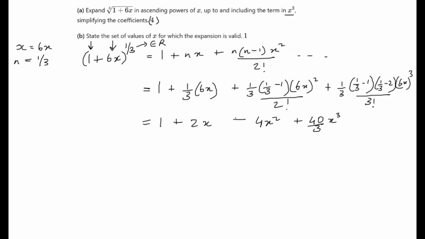So we've done what the question has asked us, which is expand up to the x cubed term, and we've simplified the coefficients. So this is our answer. Now part B here says state the set of values for x for which the expansion is valid. This is a 1-marker. So all you have to do is take the second term of the binomial expression, that is 6x. So the modulus of 6x has to be less than 1. And we simplify this by taking the 6 to the other side. So the modulus of x is less than 1/6. And that's the answer for part B of this question.